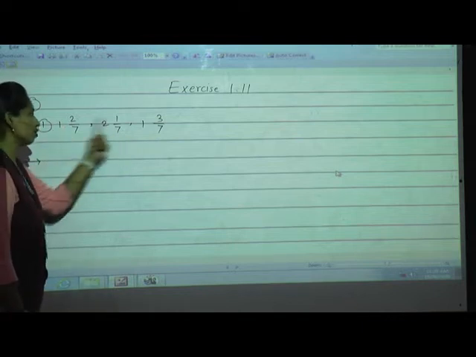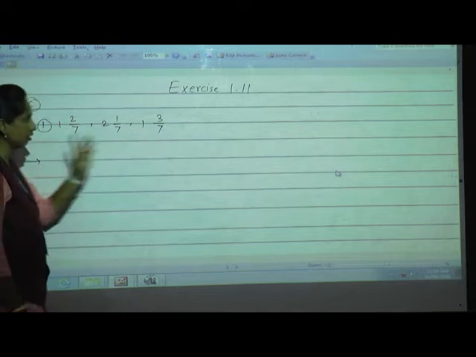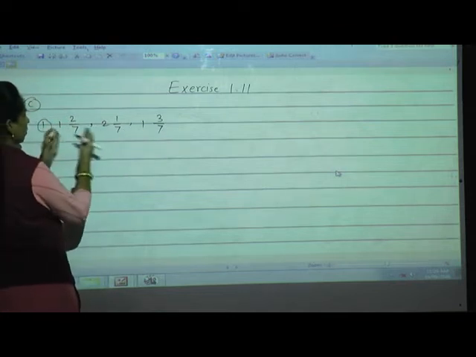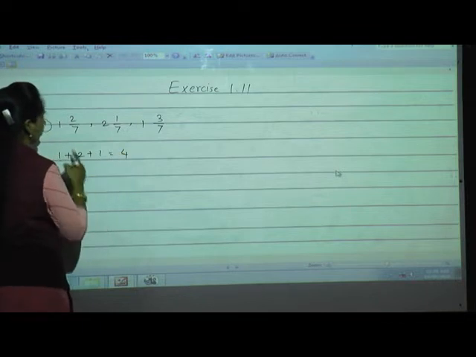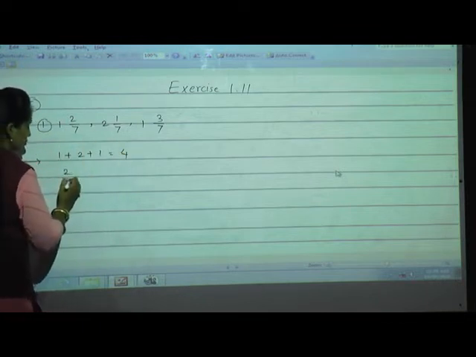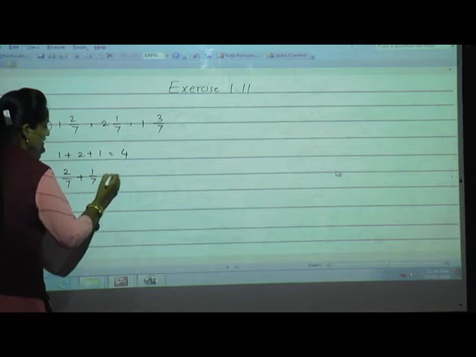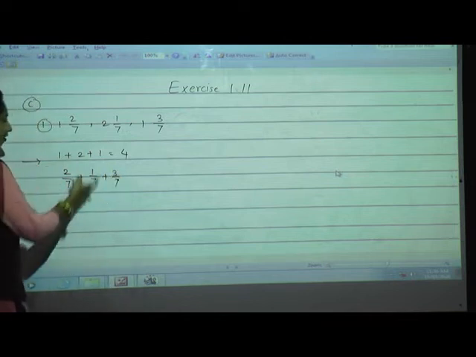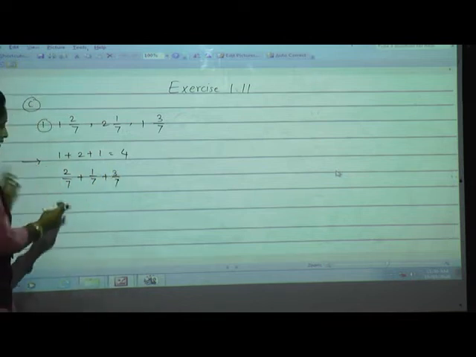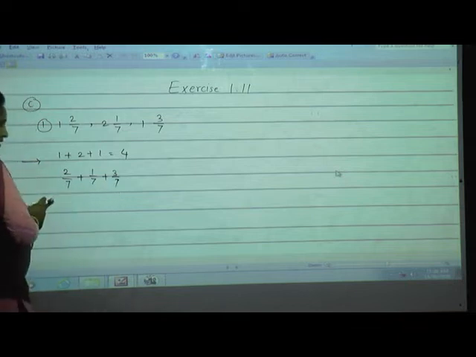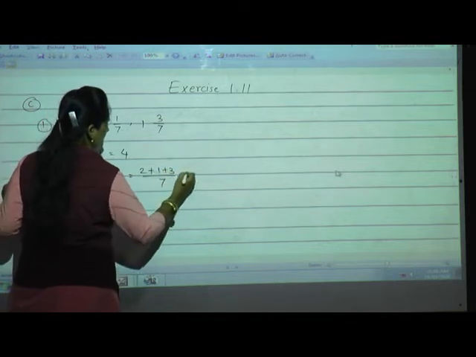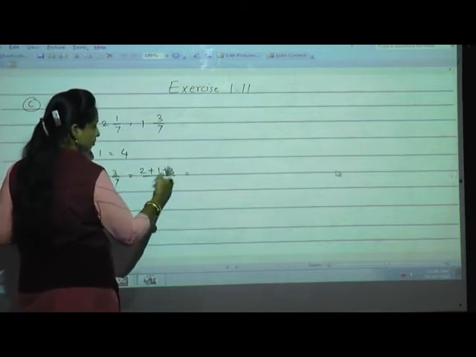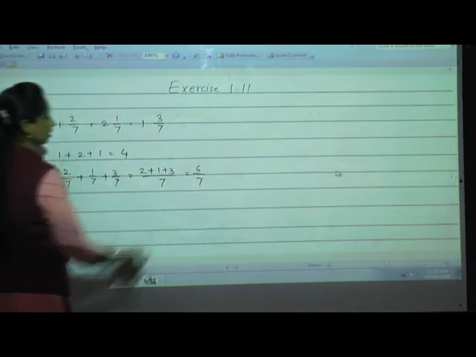This whole numbers or natural numbers we can add together. Now see what I'll do, I'll take this whole numbers together. 1 plus 2 plus 1 is equals to 1 plus 2 is 3, 3 plus 1 is 4. Now I'll take all the fractions, 2 upon 7 plus 1 upon 7 plus 3 upon 7. Now I can add these 3 numbers together. Why? Because the denominators are same. So we can add together 2 plus 1 plus 3 upon 7. So what is the addition? 2 plus 1 is 3, 3 plus 3 is 6 upon 7.